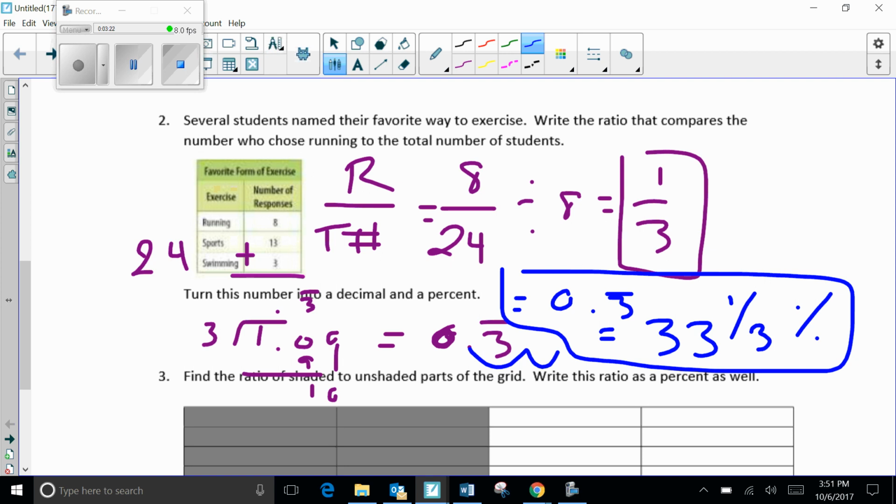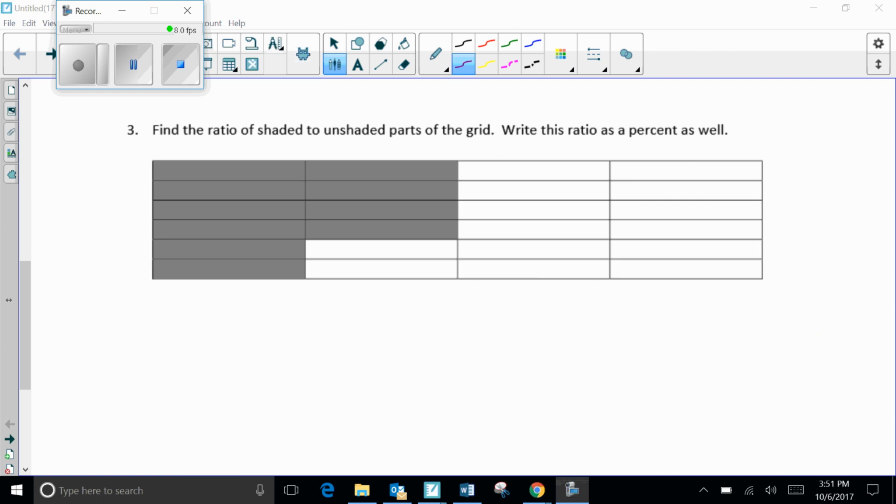Okay, so now let's scroll down to number 3. Number 3 says, find the ratio of shaded to unshaded parts of the grid. Write this ratio as a percent as well. You have to pay very close attention to specifics. This is shaded to unshaded. It could have given you 2 other pieces, such as shaded to total or anything along those lines. So we need to make sure that you're careful when you're doing this and paying attention.